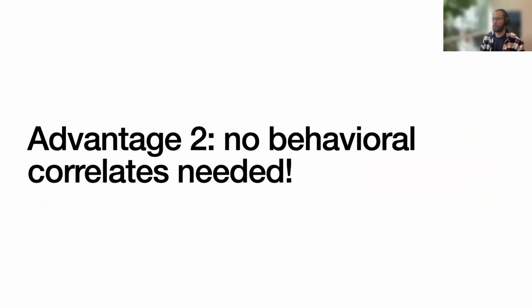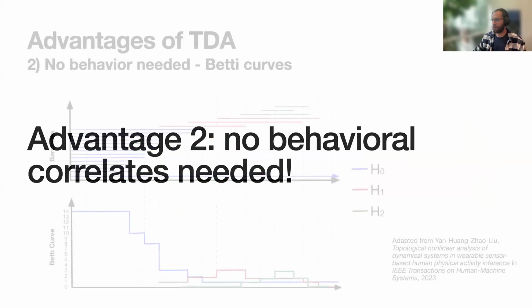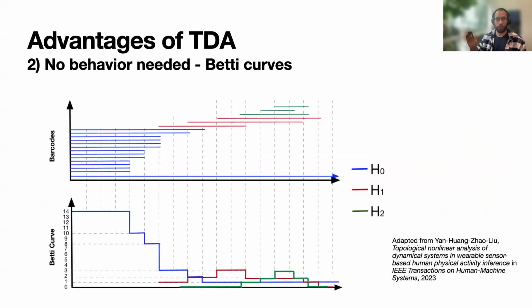Okay, so advantage number 2, I can do all of this analysis without having any clear behavioral correlates. To talk about this, I'm going to introduce one other tool, which is called a Betti curve. I build a Betti curve from a barcode. It uses only the information from the barcode.